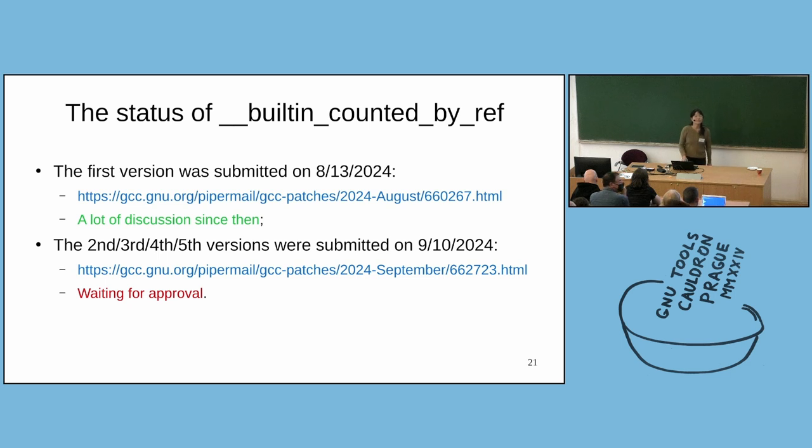Right now, it's a keyword in the front end. Yeah, keyword. It's not a normal built-in. It could actually be an overloaded built-in, like we have Atomics and various others. But the thing is, it can't be a normal built-in because its return type depends not even on the arguments, but on the actual counted by attribute.